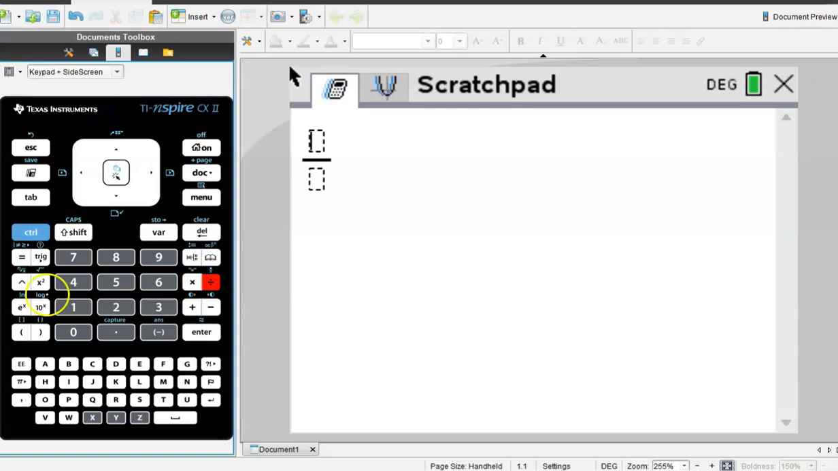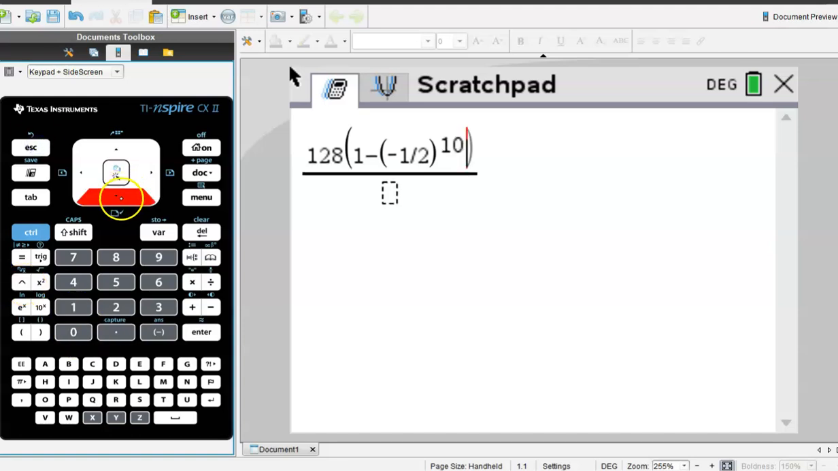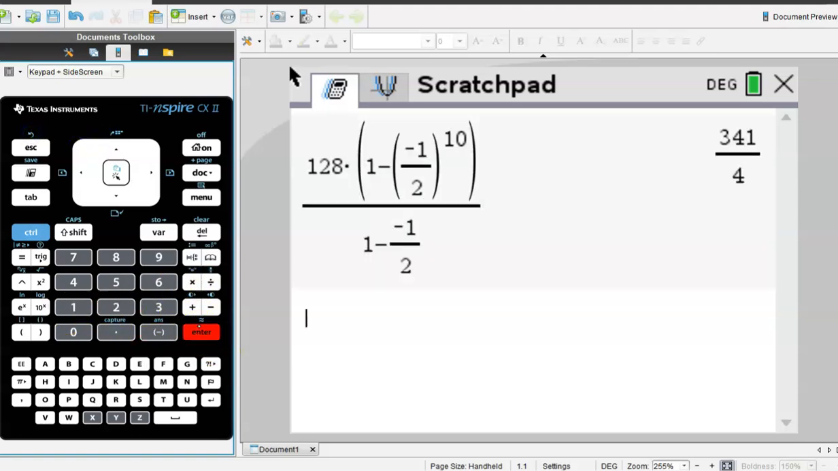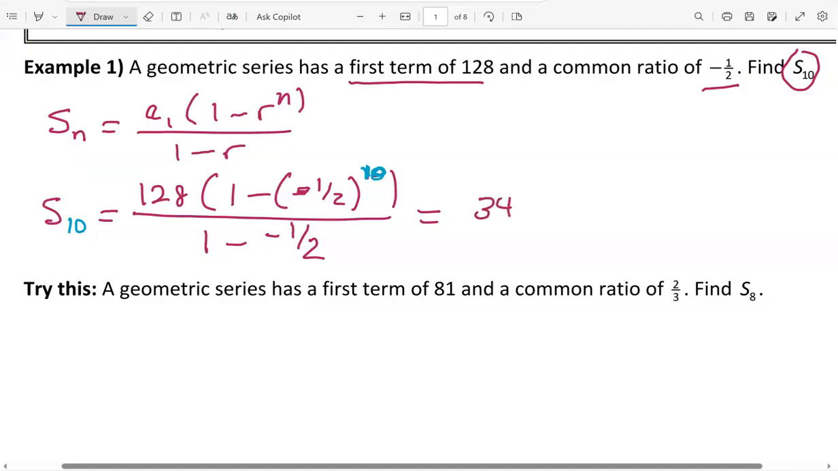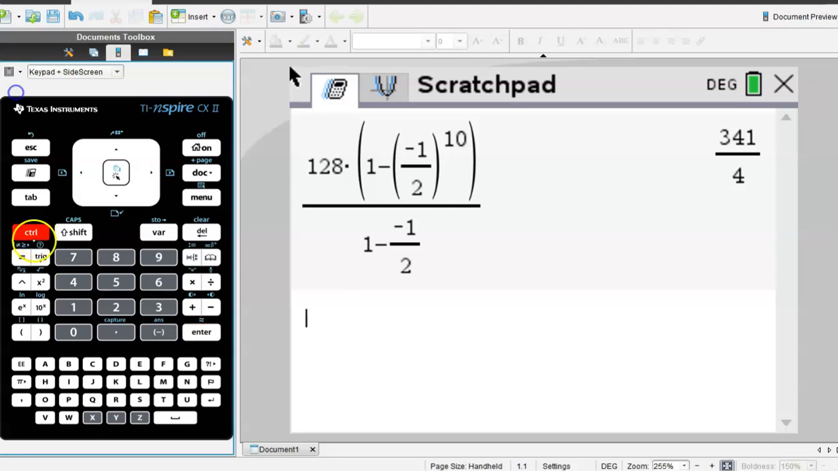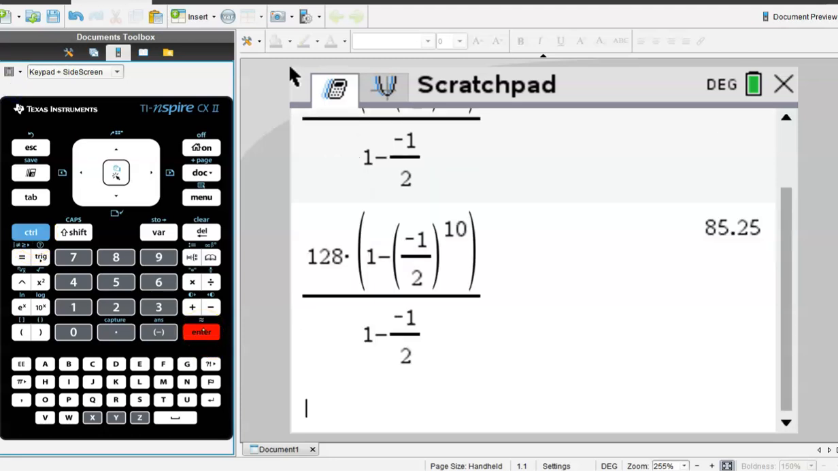Control divide for a fraction. 128, open parentheses, 1 minus, and then open a parentheses for the common ratio. Insert negative 1/2 inside, cursor outside the parentheses, and use your exponent key to raise it to the 10th power, and then divided by 1 minus negative 1/2. And that'll give us 341/4, which is fine to write in exact form, but we can also get a decimal form, and sometimes for geometric series, this will be easier to write in decimal form, 85.25.